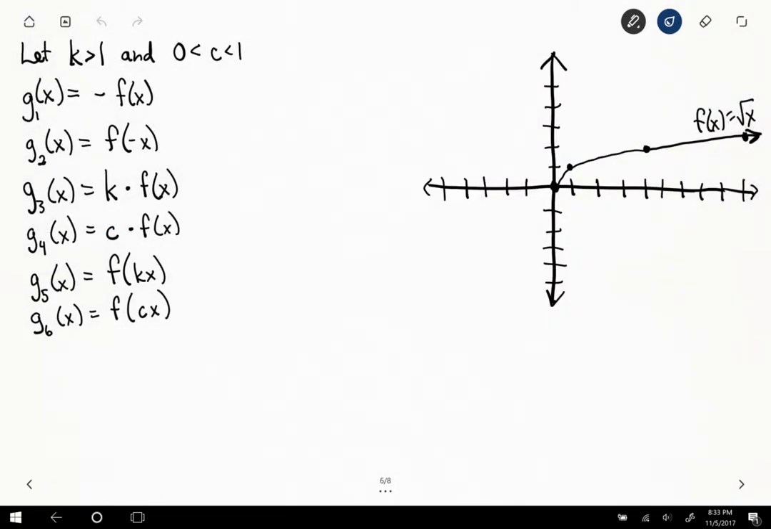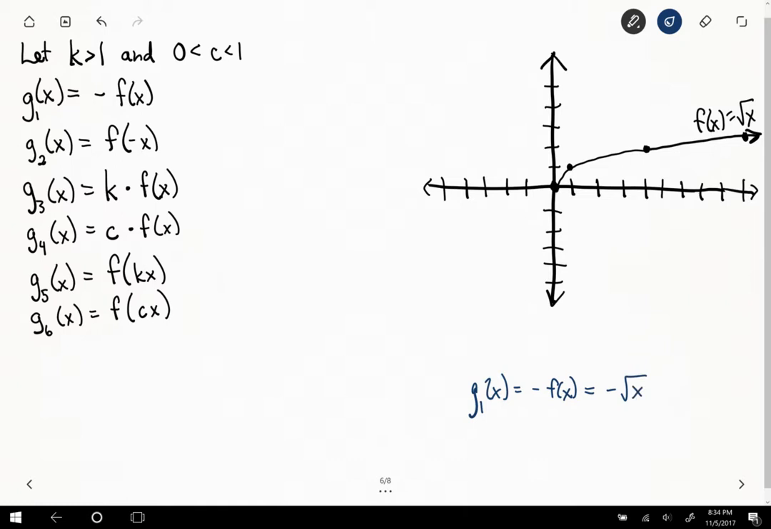So now we're going to have 2 scenarios. We're going to have where k is greater than 1 and c is between 0 and 1. But before we even get to those good old examples, if we have g1 of x equal negative f of x, notice, what does that mean? Well, if g1 of x equals negative f of x, if we have our graph here being square root of x, this would be negative square root of x. So what happens to our graph then?